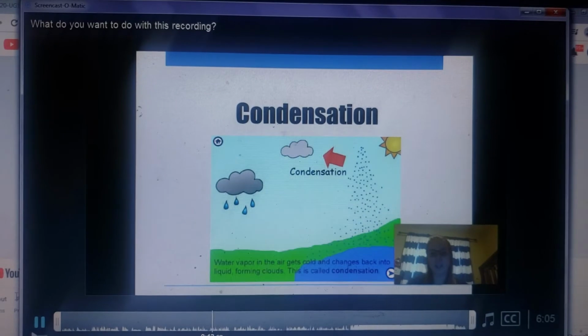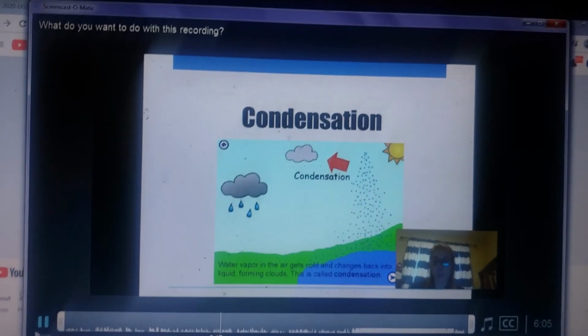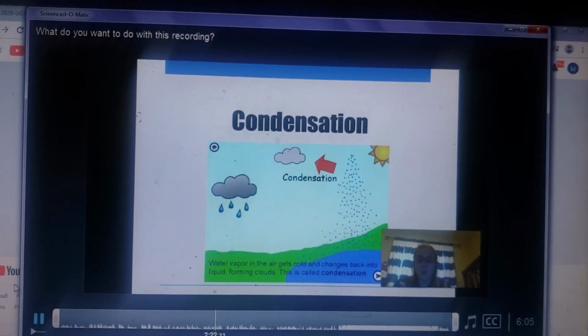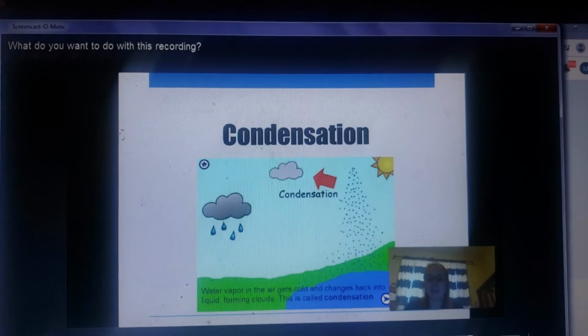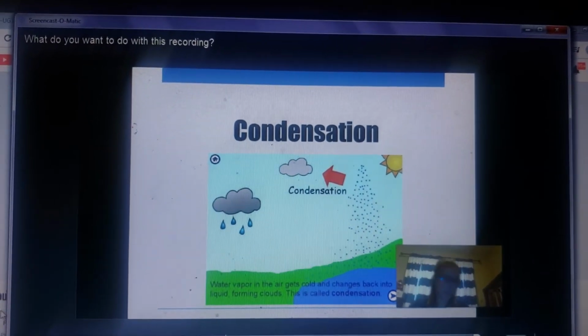All right, let's take a look at condensation. Condensation will be that water vapor that's turning into that gas in the air. As the air gets colder, it's going to change back to that invisible liquid, and it's going to go up into the clouds, and we call that condensation.